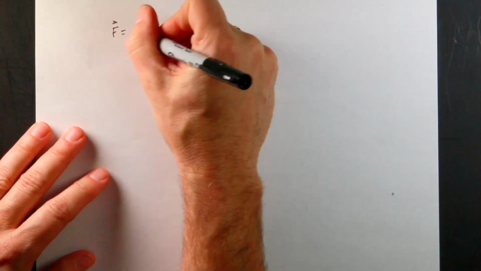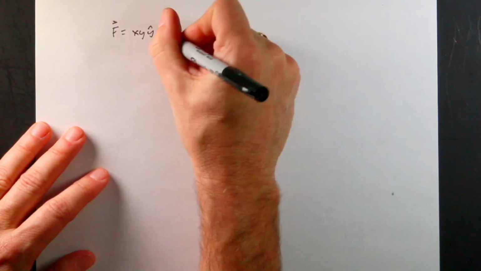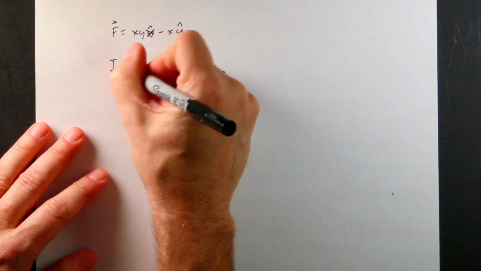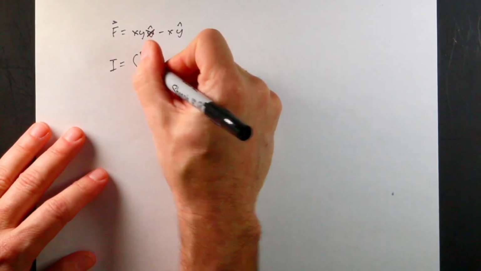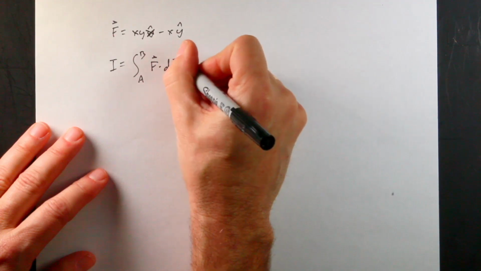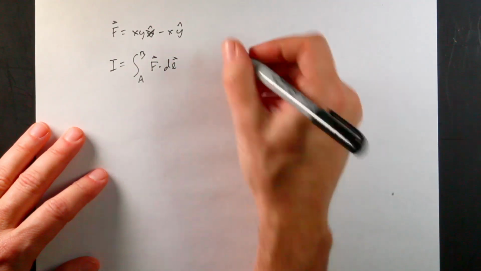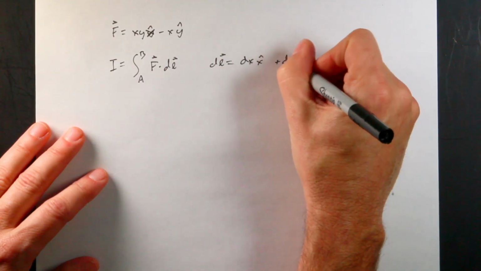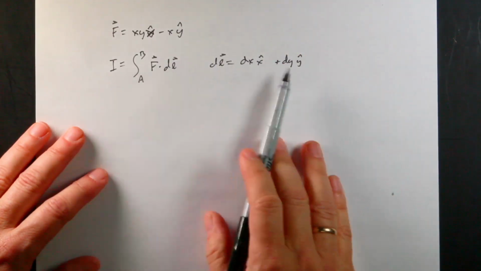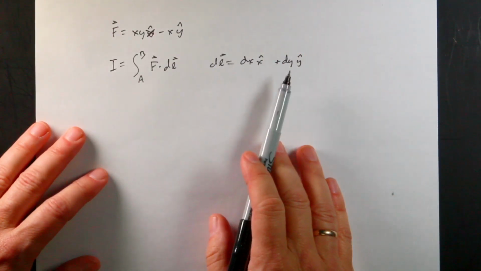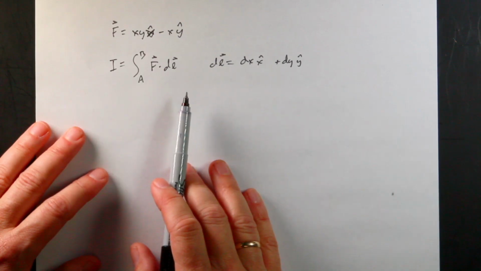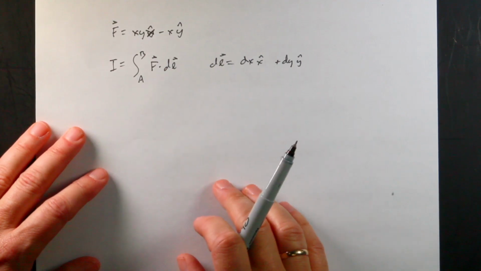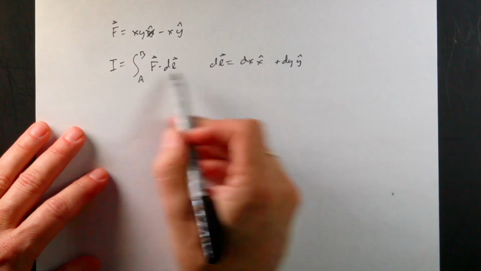F is xy hat minus x hat minus y hat. And then I is going to be the integral from point A to point B of f dot dl. That's the line integral part. Now, if I'm using Cartesian coordinates, then dl is the vector dx x hat plus dy y hat. I'm going to do this along that path, and then I'm going to do that path in Python. I'm thinking about doing a circular path too, but that's a little bit more complicated, so let's just see how it goes.